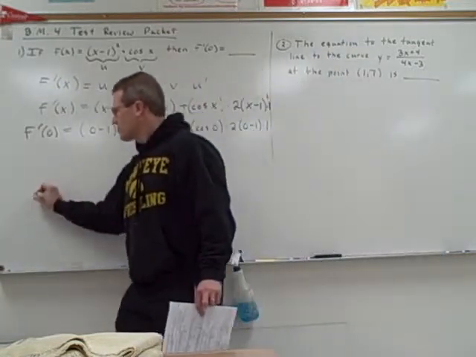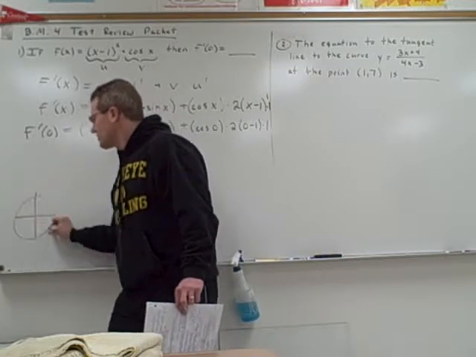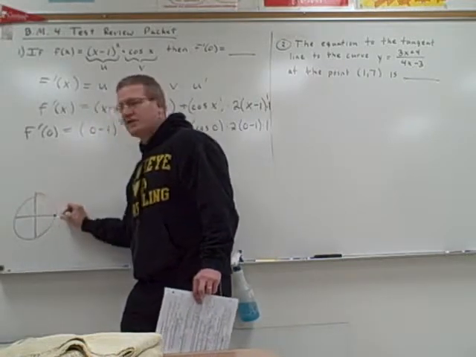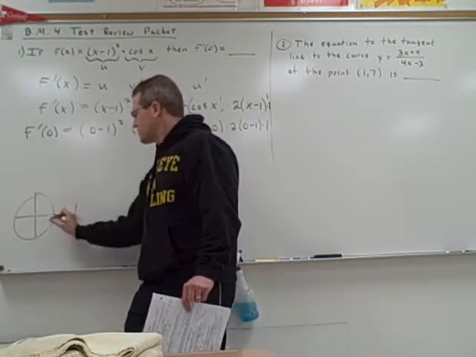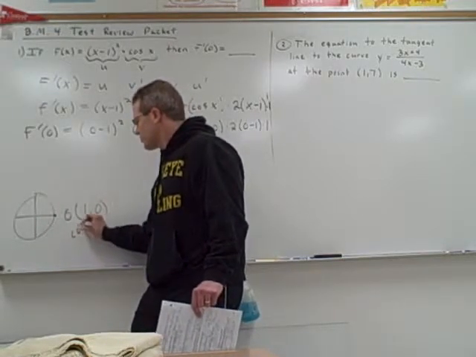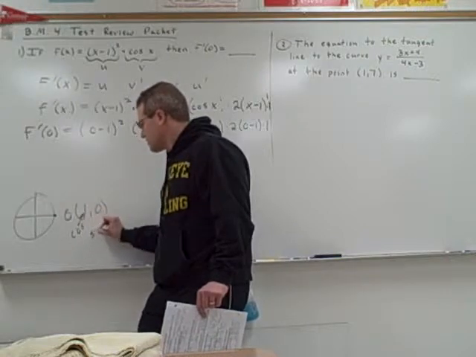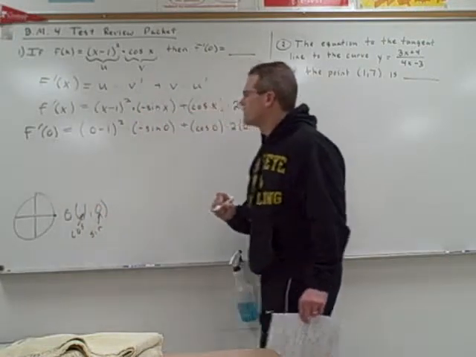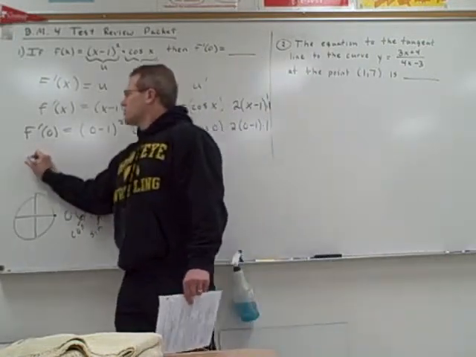Thinking about our unit circle, I'll just draw a little unit circle down here. Here's 0 radians right here. That's at the point 1, 0 in your unit circle. So the cosine of 0 is 1. The sine of 0 is 0. That'll help us as we evaluate this.